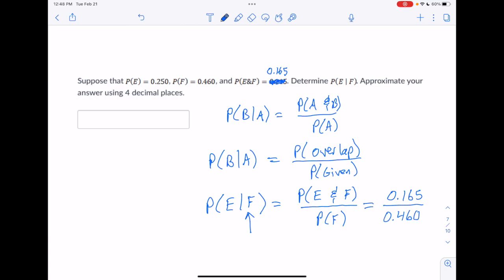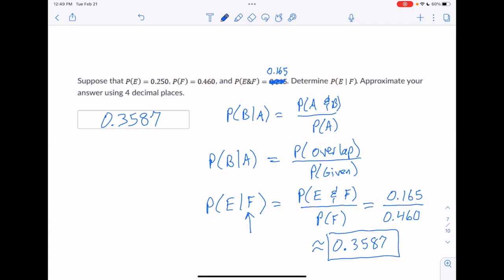We just put those into the calculator and round to 4 decimal places. I'll skip the calculator screen here, but we do 0.165 divided by 0.460, and we get 0.3587. So that's our answer. That's what we're going to put up there in the box. 0.3587.